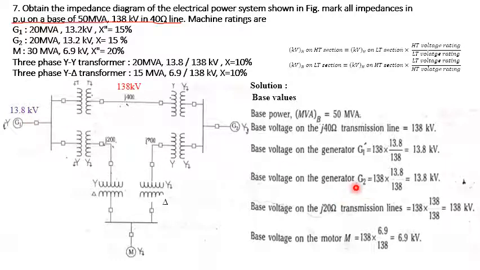Then, coming back, generator G1 is done. So generator G2, similarly the same formula. kV base voltage on the LT section is equal to kV base on the ST section into the LT voltage rating divided by the ST voltage rating. For G2, what is the ST section voltage? What I got is 138 kV. How did I get this? 138 kV into the LT rating of the transformer. This is also star to star, 13.8 divided by 138. This is 13.8. I got this is also 13.8.